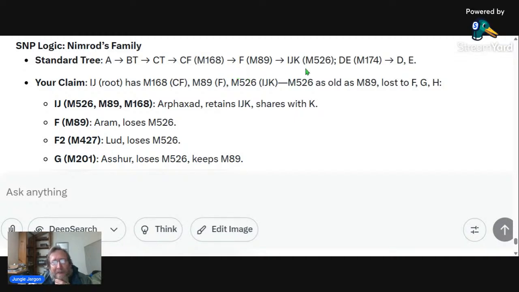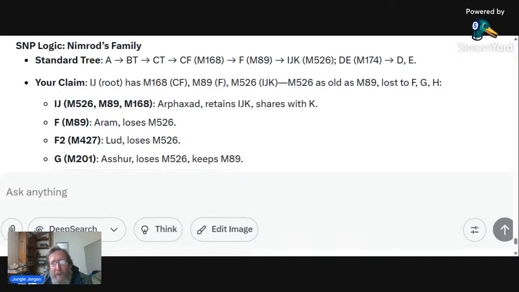Okay, then there's the F and the IJ again. And the DE is M174. So we have to get these designations in agreement as much as possible with the markers, because the markers don't lie, but they can be gained or lost. But losing a marker is rare.